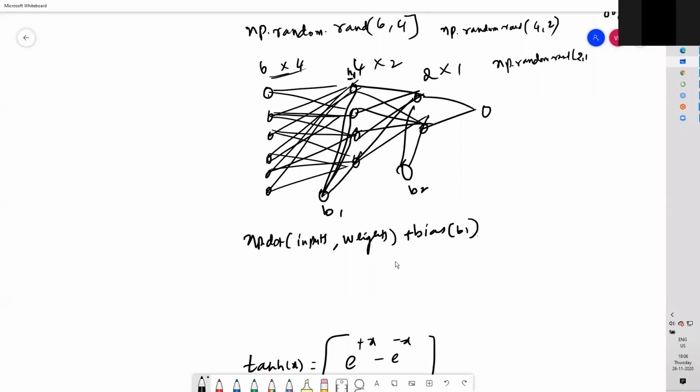So you would get a vector. What would be the size of the matrix that you get here? 6 by 4 times 4 by 2 would be a matrix of size 6 by 2. So that is your H1. Then you multiply this H1, which is 6 by 2, by another matrix, which is going to be 2 by 1. So 6 by 2 times 2 by 1 gives you 6 by 1. That's another matrix that you would get here. And then finally, you would map this as your output.